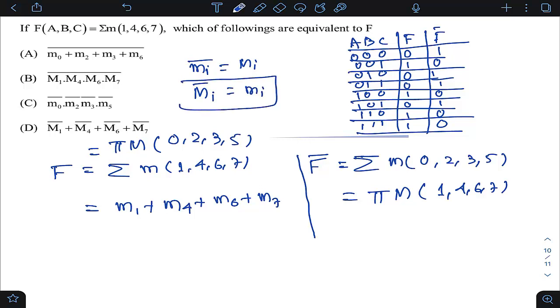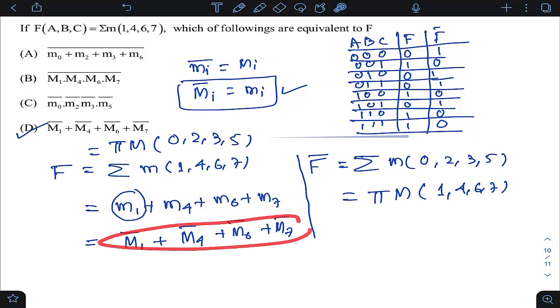Now let me make use of this. So this is your min term 1. Min term 1, you can write as max term 1 complement plus min term 4. I am using this property. Min term 4 is max term 4 complement. So max term 4 complement plus max term 6 complement plus max term 7 complement. If you see this, it is matching with D. This expression is given in D, so this is equivalent to D. This is one thing we have seen.